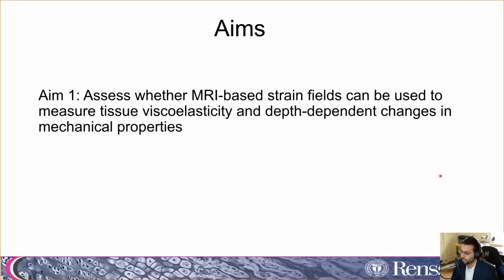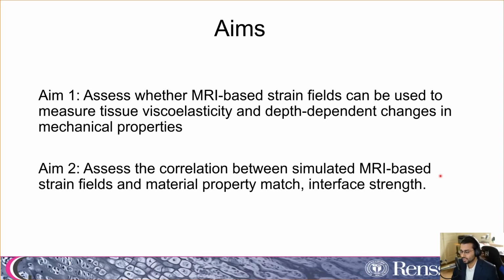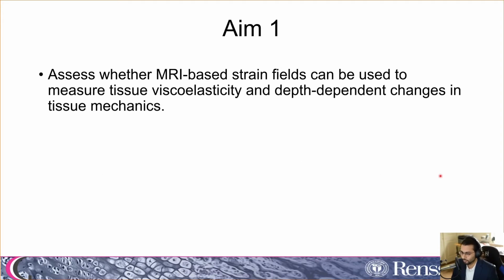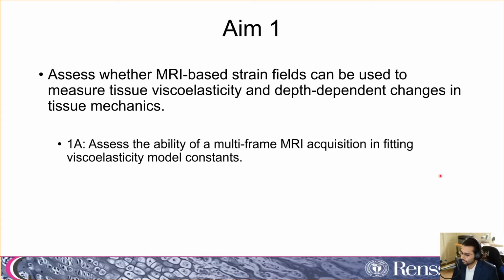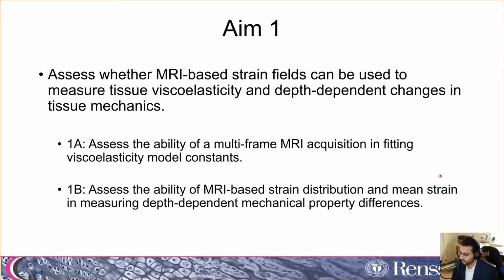Aim 1, whether MRI-based strain fields can be used to measure tissue viscoelasticity and depth-dependent changes in mechanical properties, and Aim 2, assessing the correlation between simulated MRI-based strain fields and material property match and interface strength. So let's start with the first one. Aim 1. We'll divide this into two sub-aims to address tissue viscoelasticity and depth dependence independently. So we start by assessing the ability of multi-frame MRI acquisitions in fitting viscoelastic model constants, and then 2, looking at how strain distribution and mean strain can be used to detect depth-dependent mechanical property differences.